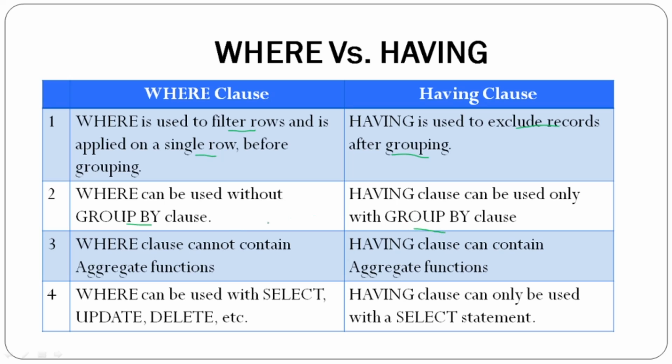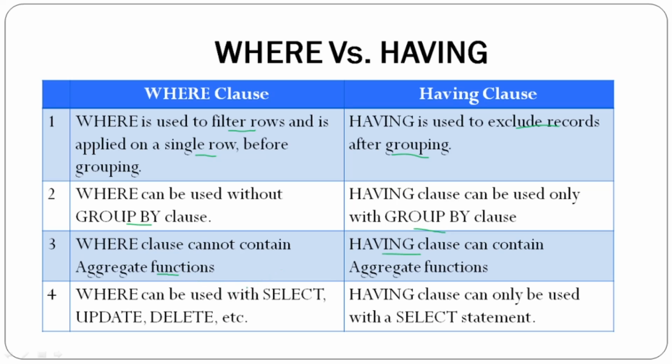Next difference is where clause cannot contain aggregate function. If we want to perform some filtration using an aggregate function, we cannot use where clause. For that we have to use having clause. Having clause can contain aggregate function.